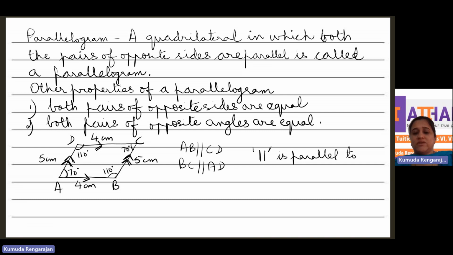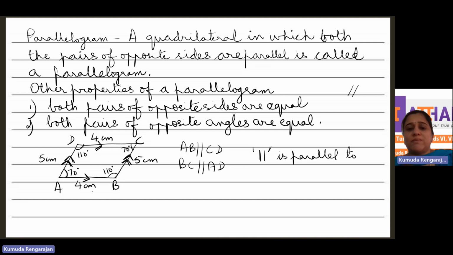It's not 11. You can even slightly write it like this, slanting. Both are fine. I normally write it straight, like 11. So how do you read this? The symbol stands for "is parallel to." So AB is parallel to CD. BC is parallel to AD. So ABCD is a parallelogram.